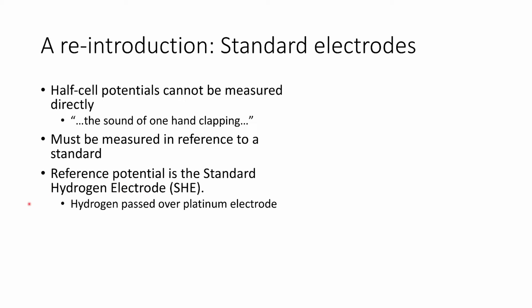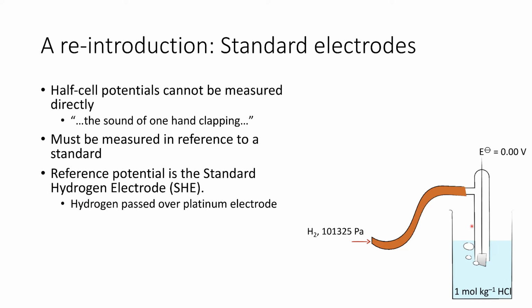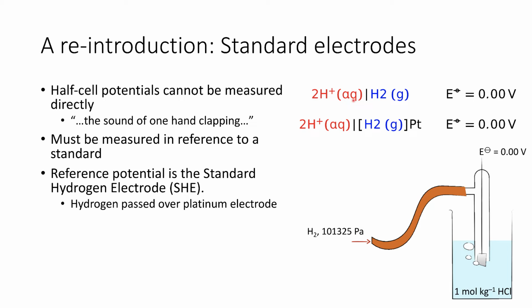So what we do is we set up a reaction where we pass hydrogen at 1 atmosphere over a platinum electrode, and this is in 1 mole per kilogram of hydrochloric acid. This is defined as being zero potential. However we choose to write this, whether it's H+ going to H2 or H+ going to H2 over a platinum electrode, the potential is the same. We define this as zero, and everything else is measured relative to this. It's a definition, it's not an absolute.